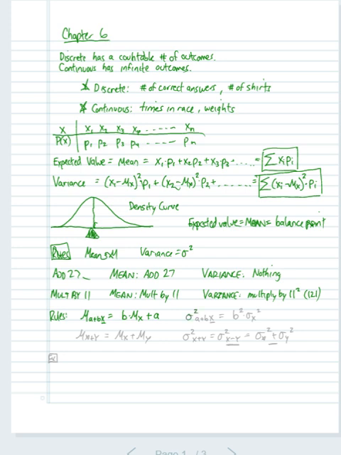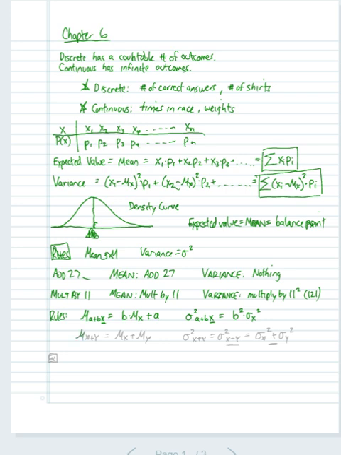Now, if we think about what would happen to the variance of a plus bx, well, when we take all of our x values and multiply by b, we just decided that that would multiply the variance by b squared. So it would be b squared times the old variance. And then when we add a to every single value, that will do nothing to the variance. So that is the end of the formula right there.